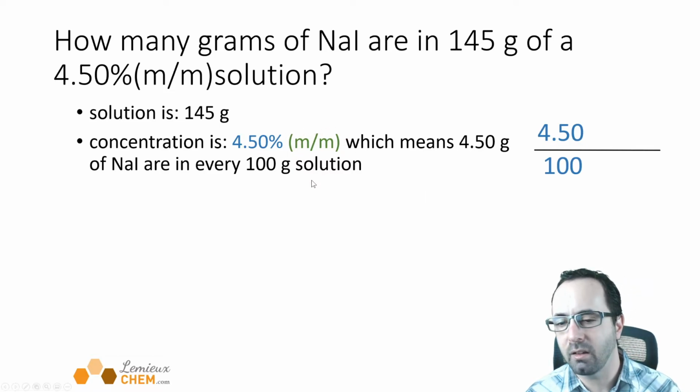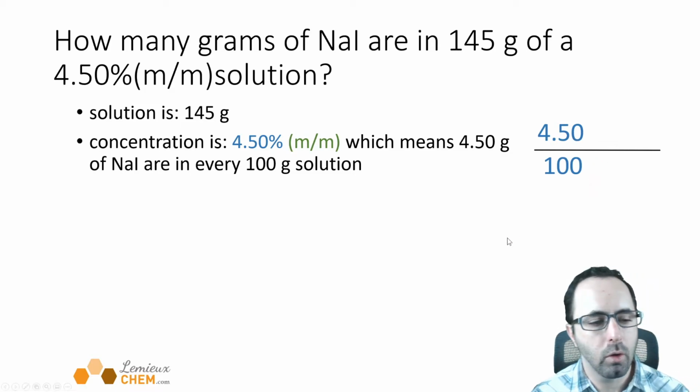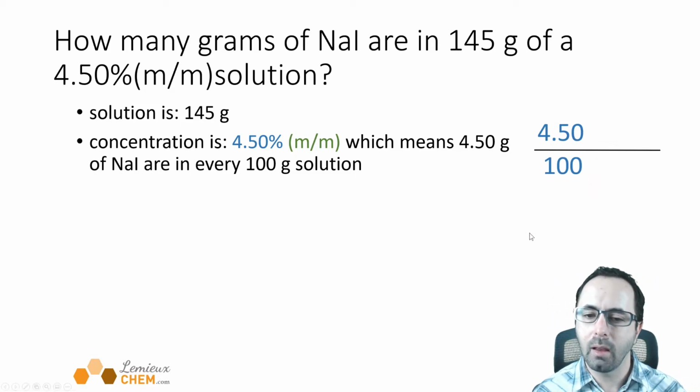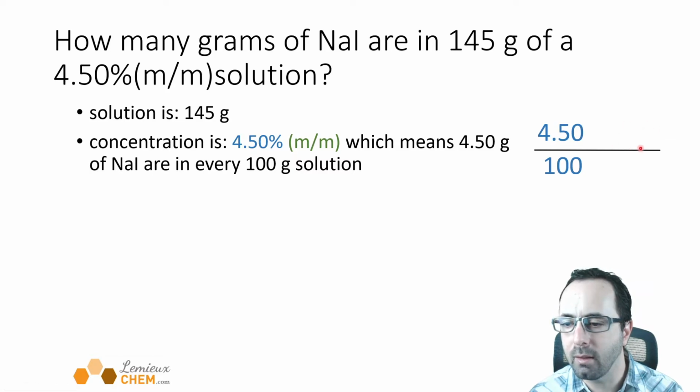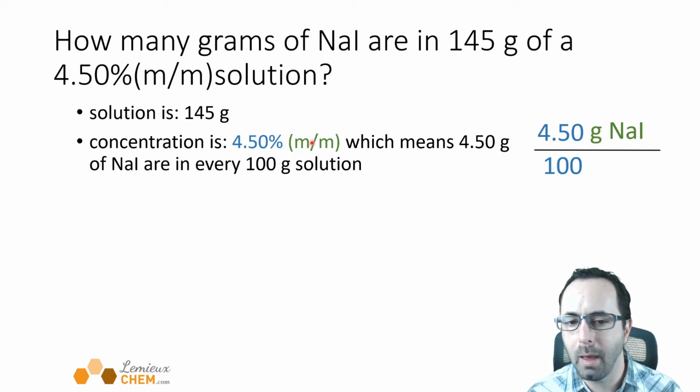Now we need to translate this mass over mass concentration. Mass is measured in grams, right? So it's going to be grams over grams. Grams of what? Well, it's always the same thing. The top is always the part that's a solute. The bottom is always the entire solution. So it's going to be grams of the solute, which in this case is sodium iodide. So grams because this is mass, and sodium iodide because that's a solute. Solute goes on top. Then grams on the bottom as well because this is mass over mass.